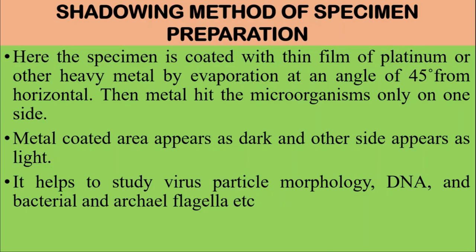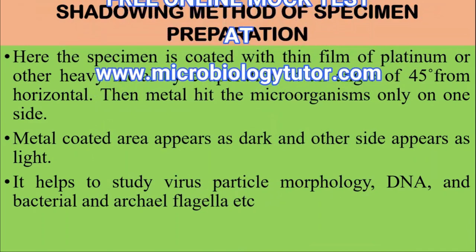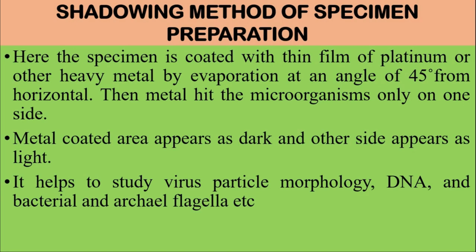Shadowing method of specimen preparation. What is the shadowing method? Here the specimen is coated with a thin film of platinum or other heavy metal by evaporation at an angle of 45 degrees from horizontal. Then the metal hits the microorganism only on one side. The metal-coated area appears dark, and the other side appears light, so we can easily observe the light area while the other side will be dark. It helps to study virus particle morphology, DNA, and bacterial and archaeal flagella, etc. That is the shadowing method of specimen preparation for TEM.